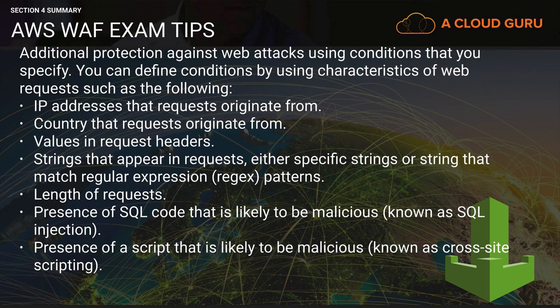In terms of the protection that WAF gives us, it uses conditions that we specify. We can define these conditions as things like IP addresses, countries that the requests are originating from, values in the request headers, strings that appear in the request, like when we talked about query string parameters, the length of the request, and of course presence of SQL code that's likely to be malicious. So this is SQL injection or cross-site scripting as well. So WAF protects us in quite a few different ways.